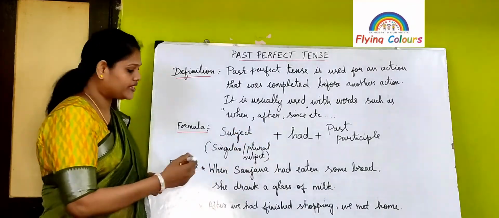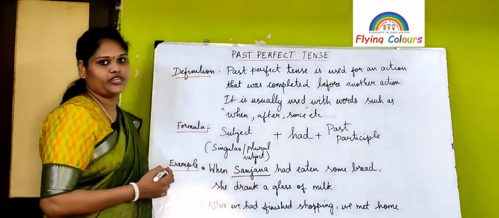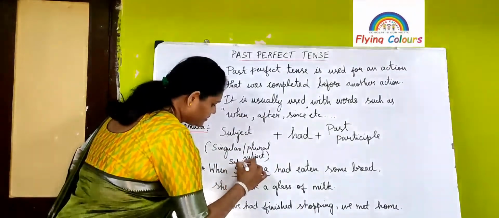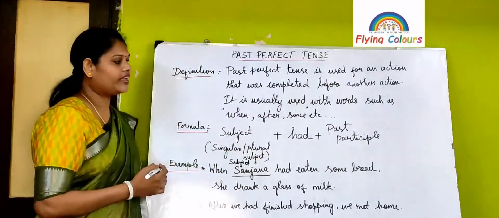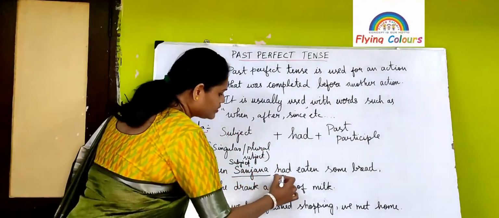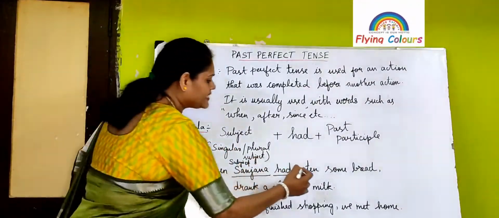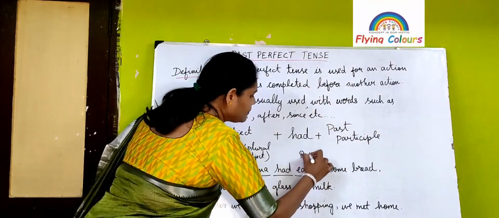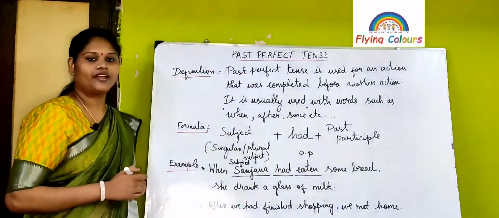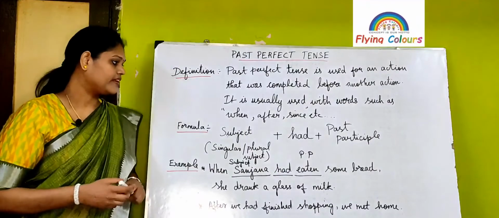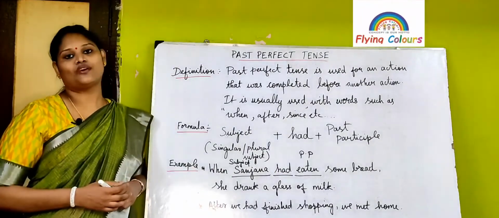Here what is the subject? Sanjana is the subject, right? So, let me write the subject, okay, plus had. So, had, right? The next one is what? Eaten. Eaten is the past participle. Okay. When Sanjana had eaten some bread, she drank a glass of water.